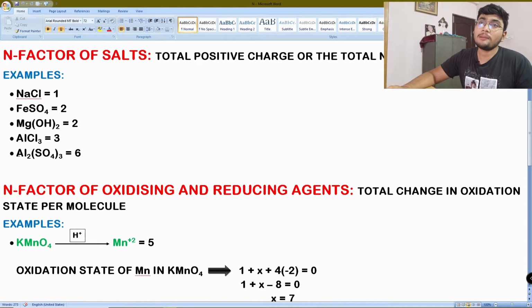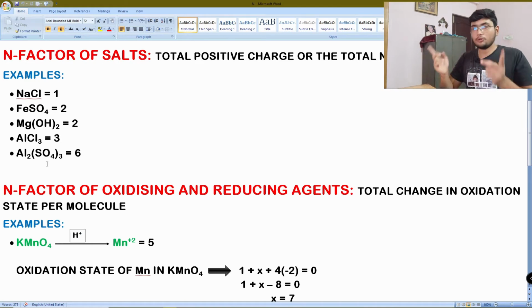Now the last example is aluminum sulfate. Here you see, aluminum will have +3 charge on it, and sulfate will have a -2 charge on it. Now one sulfate ion has -2 charge on it, right? There are 3 sulfate ions attached, so a total of -6 negative charge will be there. And the overall molecule is neutral, right? So to neutralize that -6 charge, the aluminum should have a +6 charge, right?